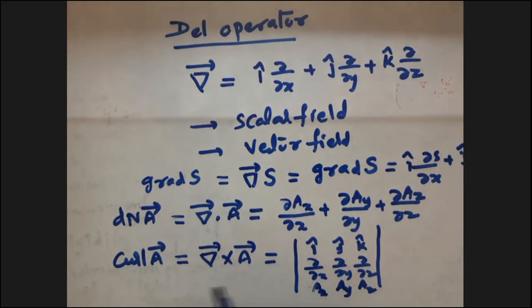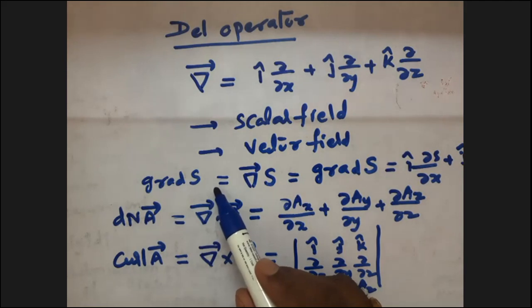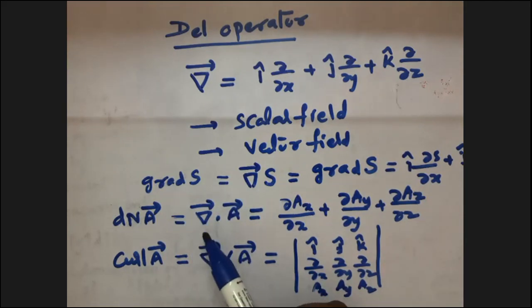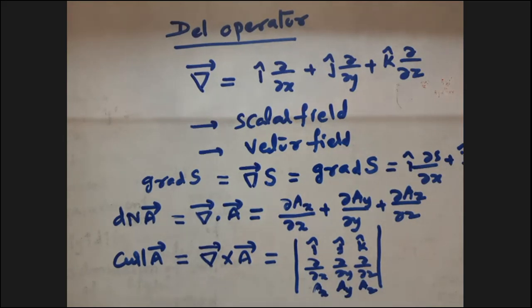Hence, it is very clear that curl of a bar is a vector, divergence of a bar is a scalar, grad S is a vector. Gradient of scalar field is a vector quantity. Divergence of the vector field is a scalar quantity. The curl of the vector field is a vector quantity. Now, what is the gradient of scalar field?